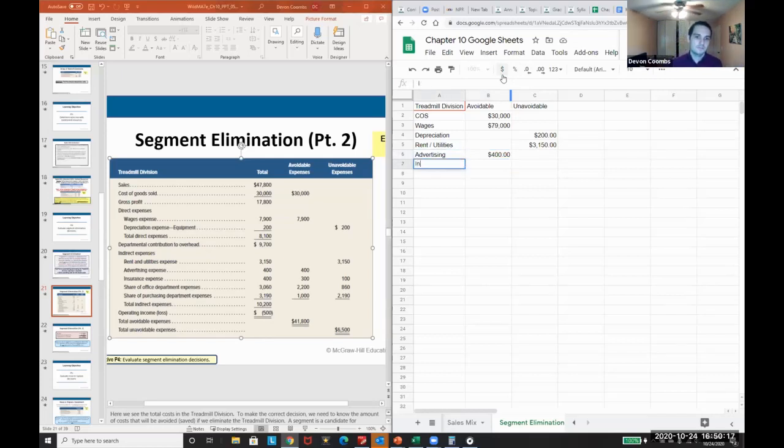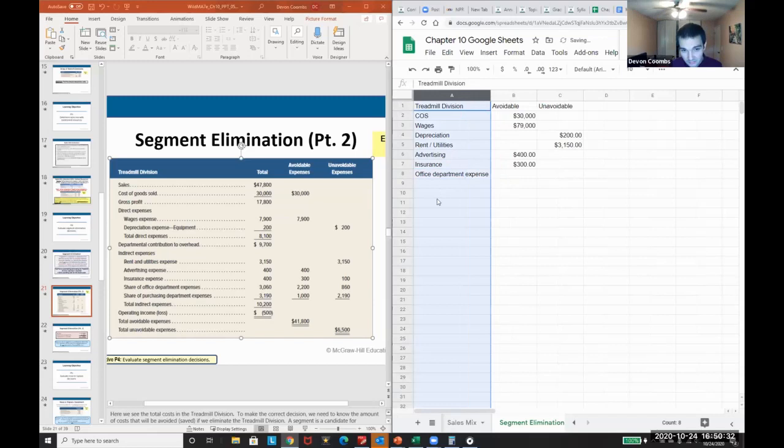Insurance. Is it avoidable or unavoidable? We're not selling these products anymore, so we can probably get out of the insurance. Office department. Remember, this is a shared cost, right? The office department is shared from another department.